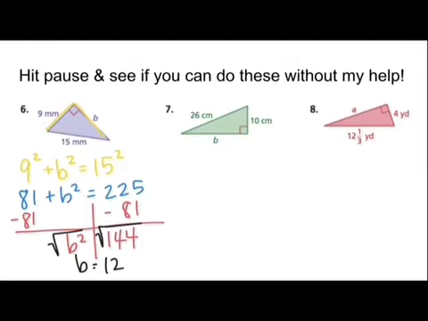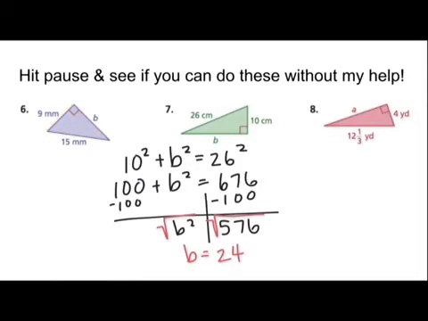And here's the answer for number 6. Use train tracks and subtracted 81 from both sides, and I ended up with b squared is 144, took the square root of both sides, and ended up to find that b equals 12 millimeters.